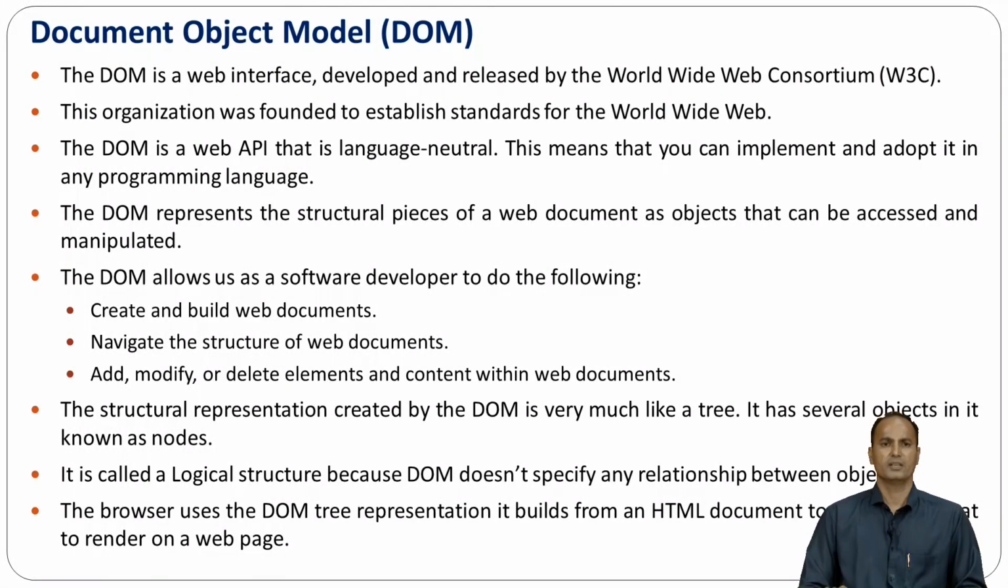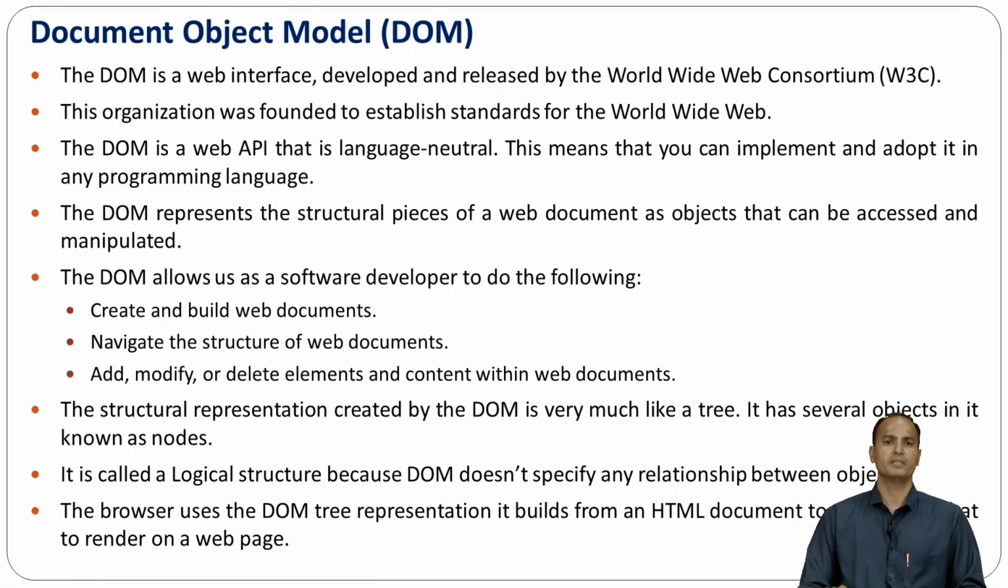Now moving next is the document object model. So what is the document object model? The DOM is a web interface developed and released by the World Wide Web Consortium. This organization was founded to establish standards for the World Wide Web. The DOM is a web API that is language neutral. This means that you can implement and adapt it in any programming language.